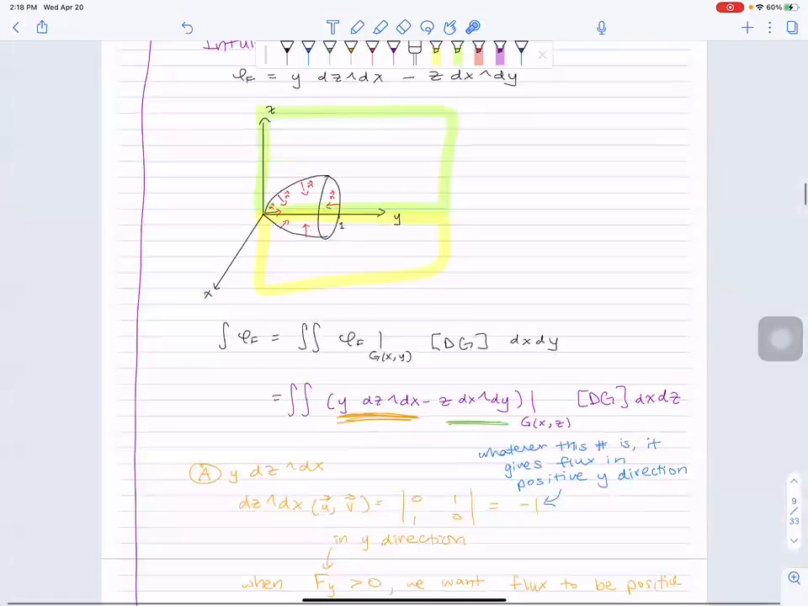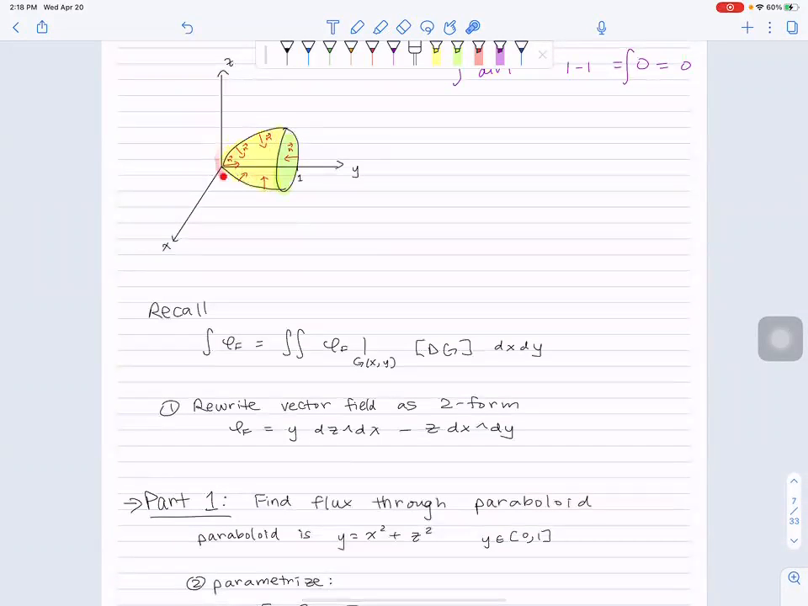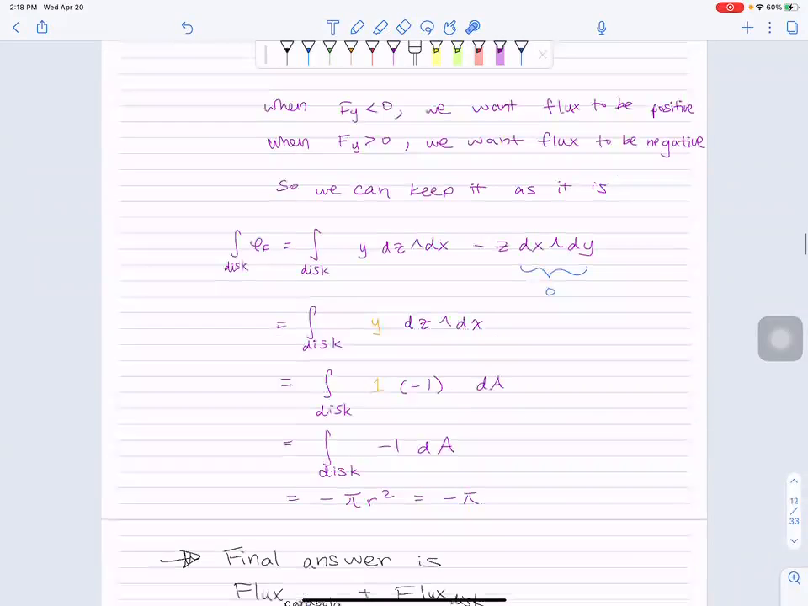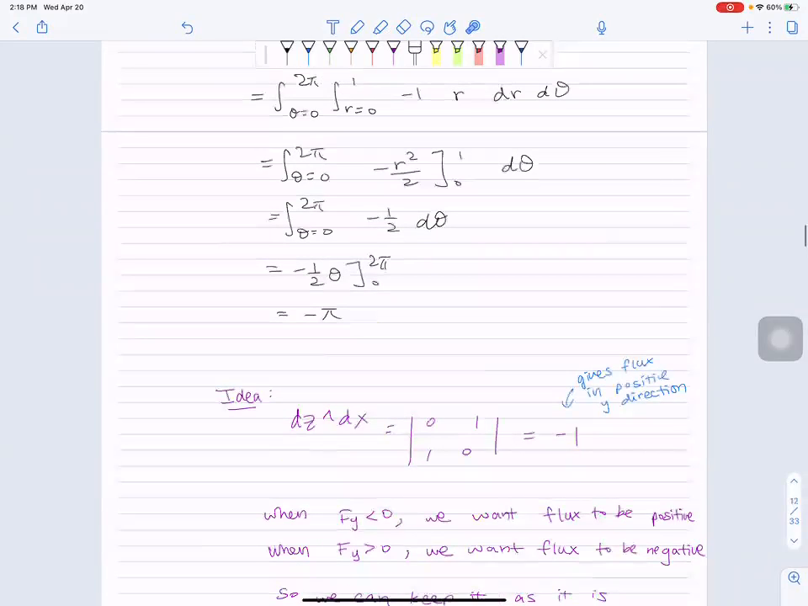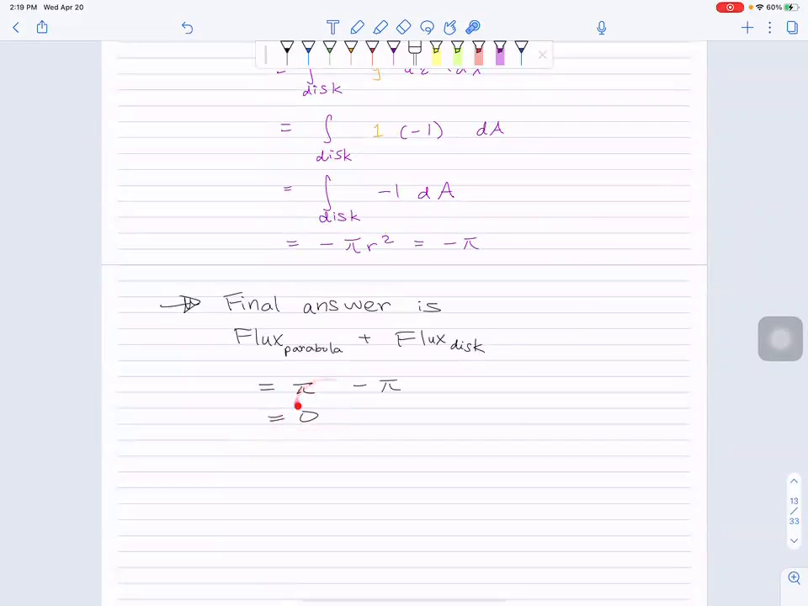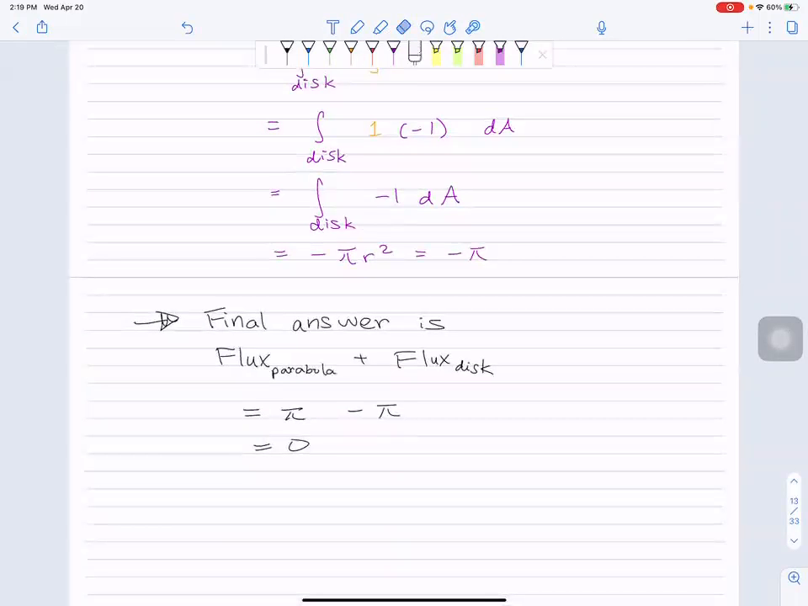Okay. So for this example, we did the flux of this cap part and we got pi. If we do the flux of this green flat part, our lid, we end up getting -pi. So the overall flux, you add these two things because it's our whole entire solid, and we end up getting 0. Any questions on this problem?